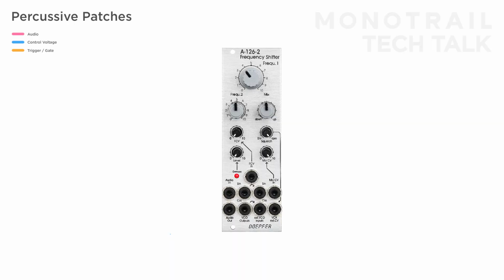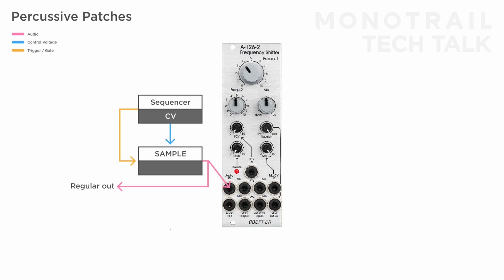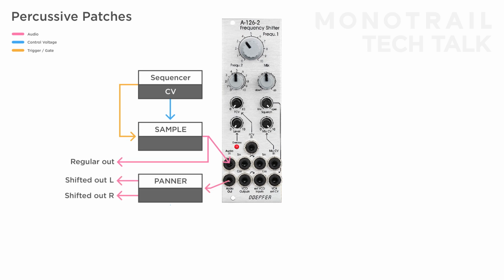Again, stereo tricks work really well. In this patch, a sequencer is used to sequence drum samples. A clean version is sent to an outboard mixer and a copy to the pitch shifter. The output is sent through a panner again, with an LFO sweeping the sound left and right. The right signal is sent through an external delay for some added texture.